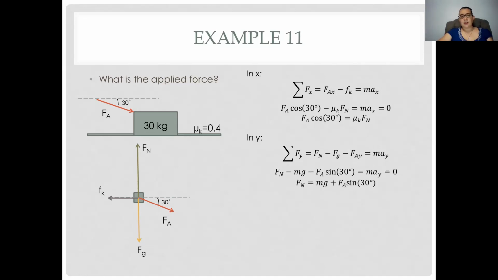So our normal force here, rearranging this equation, is mg plus FA sine 30. Right? We took both of those minus chunks, moved them over to the other side of the equation, and they became positive. So now that we have an expression for the normal force, we can plug that into our result for the x component. From the x component, FA cosine 30 equals mu k times the normal force, which we know is mg plus FA sine 30.